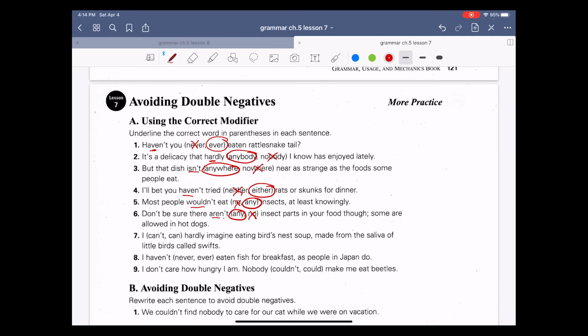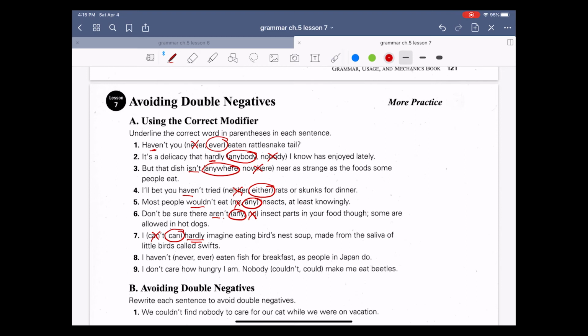We need any. Number 7, I can't hardly imagine. Remember, hardly is a negative, so that means we can't use can't. We have to use can, and the sentence would read, I can hardly imagine eating bird's nest soup made from the saliva of little birds called swifts.